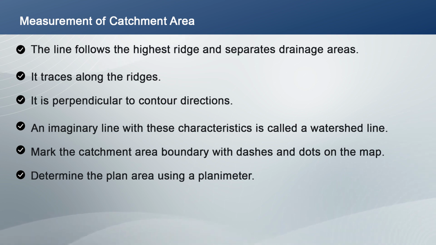First, the line follows the highest ridge line and divides the drainage area from other areas. Second, it follows the ridge. Third, it is everywhere perpendicular to the direction of the contours. An imaginary line possessing these characteristics is generally known as a watershed line. A line is drawn on the map with dashes and dots to mark the bounding limits of the catchment area. The plan area is then determined with the help of the planimeter.